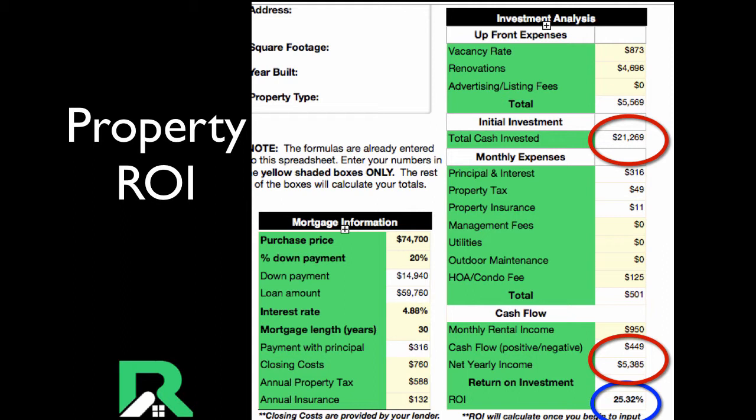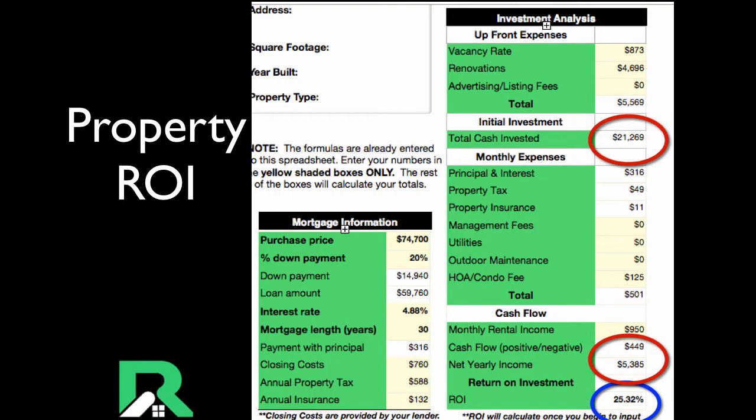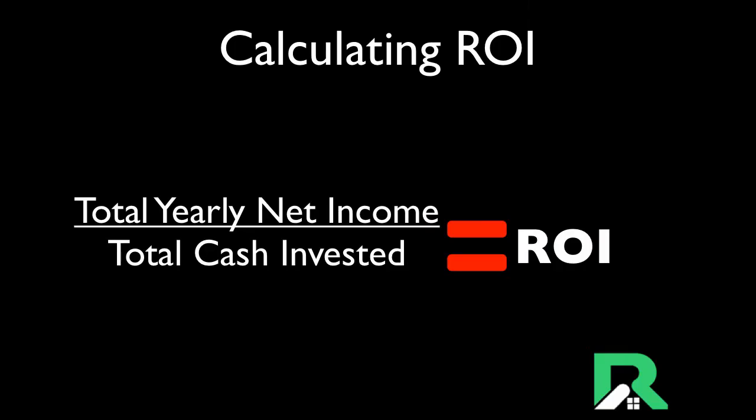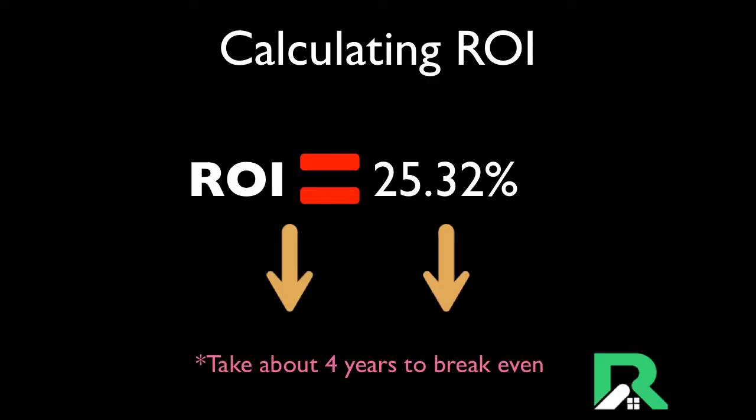If we take a look, the equation is you want to take your total yearly net income, which in this case was $5,385, if we look at the spreadsheet here, and you want to divide that by your total cash invested. In our case, it was $21,269. So you take those two, you divide them, and that gives you your ROI. In this case, with this property, we were yielding a little over 25% ROI.